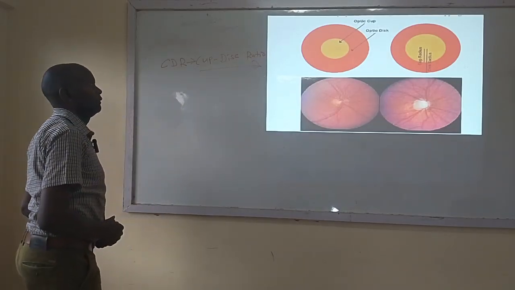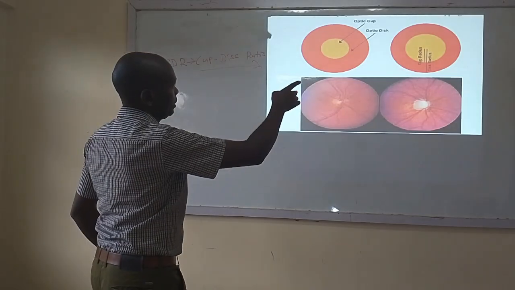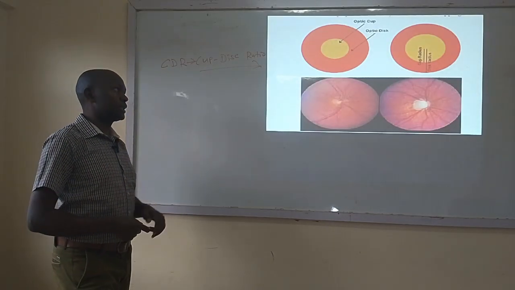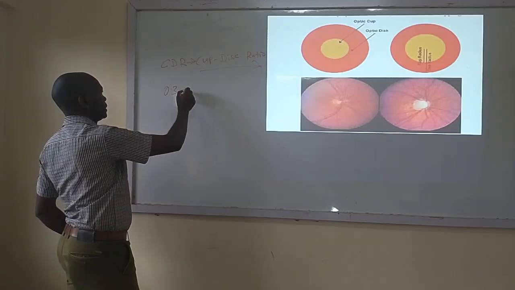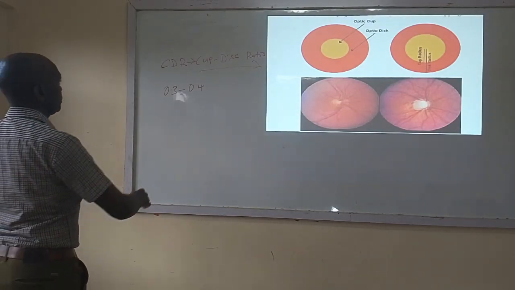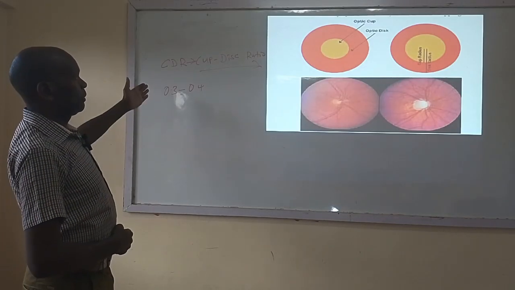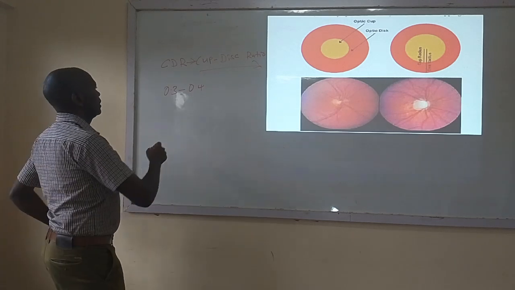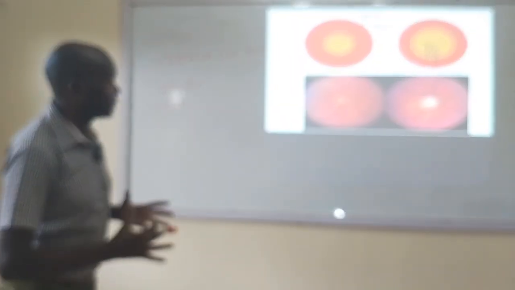Very, very important, because it is from this ratio that we shall be able to tell whether our patient on eye examination is having an issue to do with intraocular pressure or not. So the normal CDR ratio is about 0.3 to 0.4. That is the cup disc ratio. Anything beyond this, if you get, let's say, 0.5, then it means there is compression.